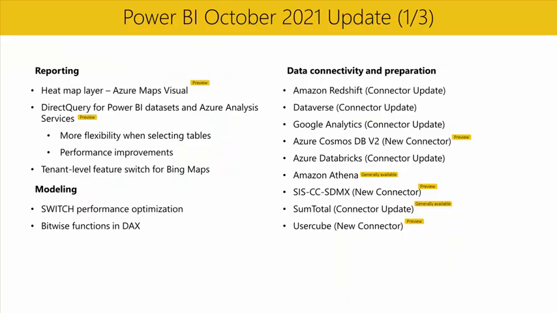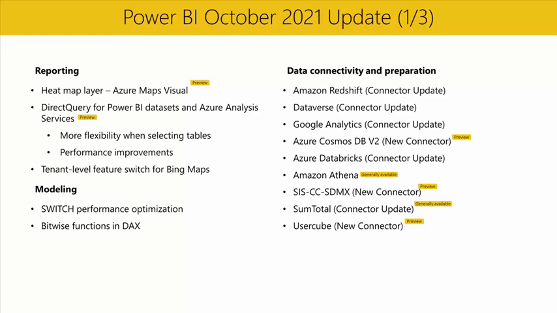In the data connectivity and preparation section, we have had several new and updated connectors for you this month. First, the Amazon Redshift connector now supports native database queries. Similar to the SQL and Snowflake connectors, this will allow you to input an Amazon Redshift native query and build reports on top of it.